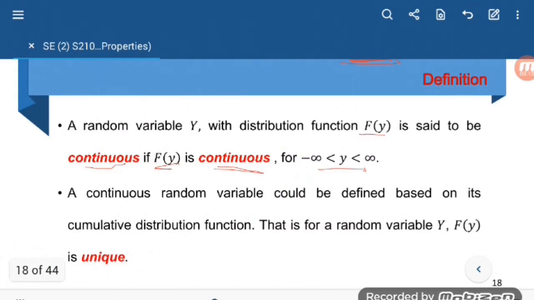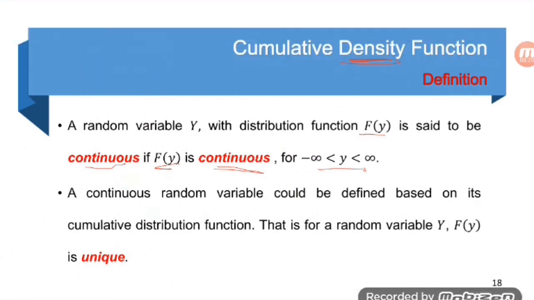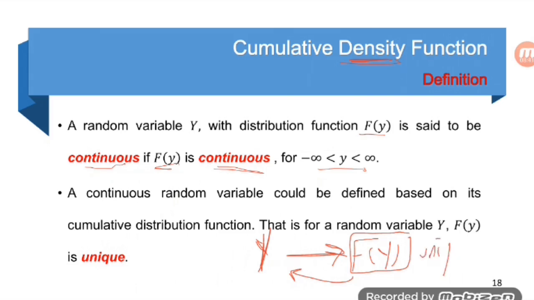Again, a continuous random variable could be defined based on its cumulative distribution function. That means if we have a random variable y and we have its associated F capital of y, this F capital completely represents the distribution of y because this function is unique. So we call it the uniqueness property of the CDF.